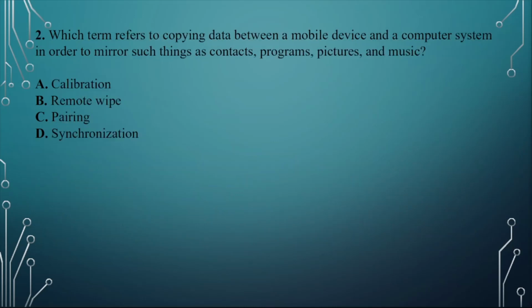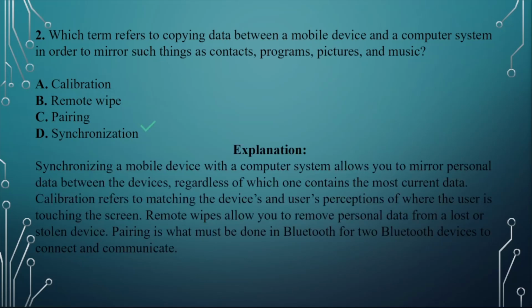Question number 2. Which term refers to copying data between a mobile device and a computer system in order to mirror such things as contacts, programs, pictures, and music? A. Calibration, B. Remote wipe, C. Pairing, D. Synchronization. So the term refers to copying data between a mobile device and a computer system. What could that be? That would be synchronization. So the answer here is D.